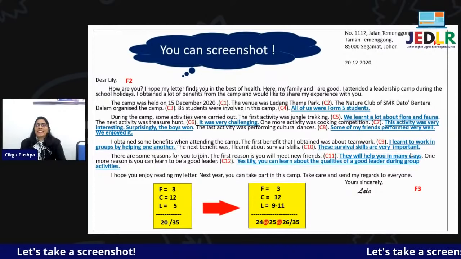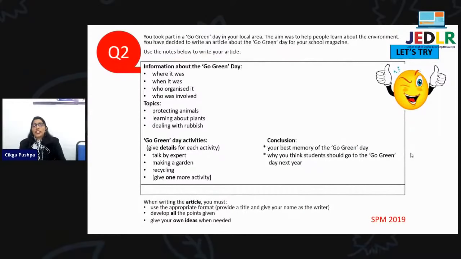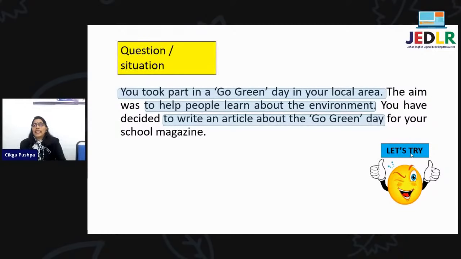Thank you, guys. All right, now, just now you have learned, step by step, the process on how to address an informal letter. Let's try with this one. This is question 2. Again, you have 3 parts. This is the first part. You took part in a Go Green Day in your local area. The aim was to help people learn about the environment. So you have decided to write an article about the Go Green Day for your school magazine.